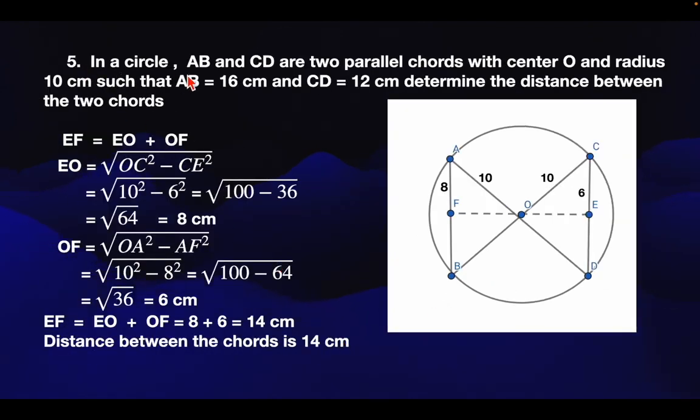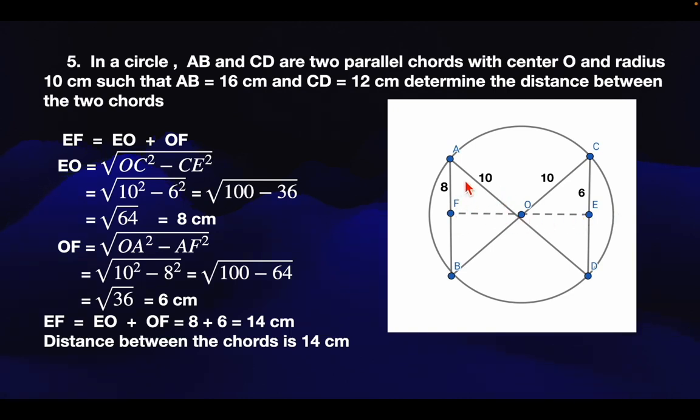Question 5. In a circle, AB and CD are two parallel chords with center O and radius 10 such that AB is equal to 16 and CD is equal to 12 centimeter. Determine the distance between the two chords. So here this is one chord, this is another. Length of this chord is 16 centimeter, length of this chord is 12 centimeter. Okay, so they meet in the center like this. Radius of the circle is 10 and 10. Okay, we are asked to find this distance FE, the distance between the two chords.